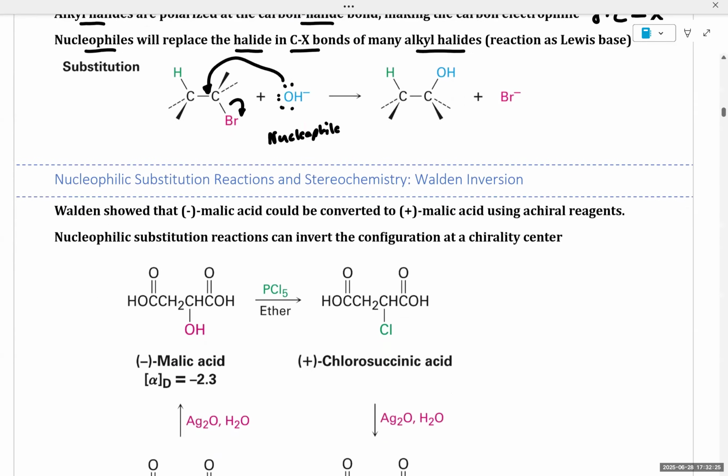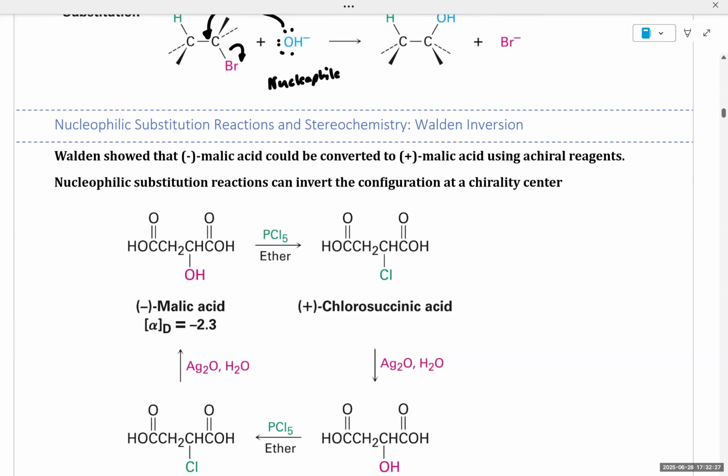Now, nucleophilic substitution reactions are really important because they have a defined stereochemical outcome. This was shown early on via what's known as the Walden inversion, where Walden showed that you can take minus malic acid and convert it to plus malic acid using achiral reagents. The key takeaway is that nucleophilic substitution reactions invert the configuration at a given chiral center.